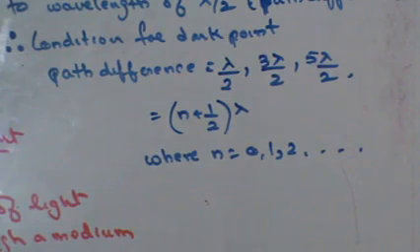So these are your conditions for bright and dark points. These are your conditions for constructive and destructive interference.